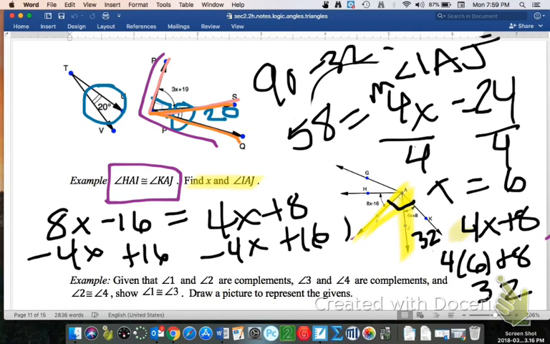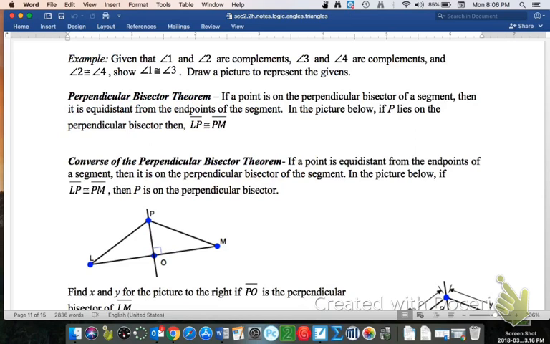Now, if you look at the next part, this one we need to draw a picture to represent what's going on. So on this one it says, given that angle 1 and 2 are complements, angle 3 and 4 are complements, then we know that 2 is congruent to 4, so 1 is congruent to 3. So I'm going to make two angles that look like they're complementary. Remember, complementary means that they add to 90. So I'm going to create this picture and this picture.